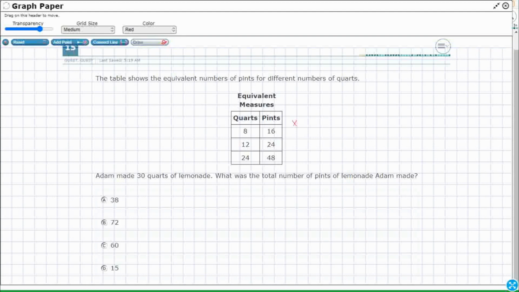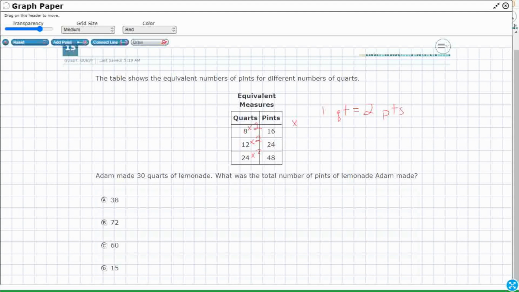So let's multiply now. Multiply 8 times 2, okay, makes 16. So 12 times 2 makes 24. Yeah, and 24 times 2 makes 48. Which is what we were told, right? 1 quart equals 2 pints. So that's what the reference chart told us. But if we didn't want to look at the reference chart, or we couldn't quite figure out how that worked in this particular problem, you can always just treat this as an input-output table.